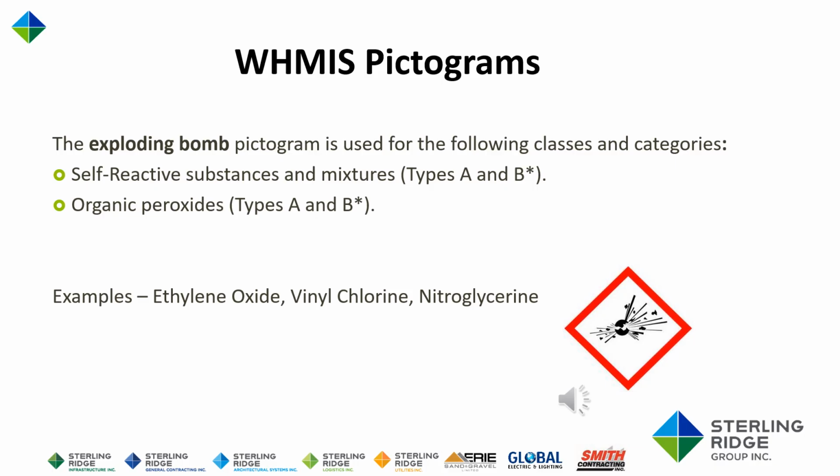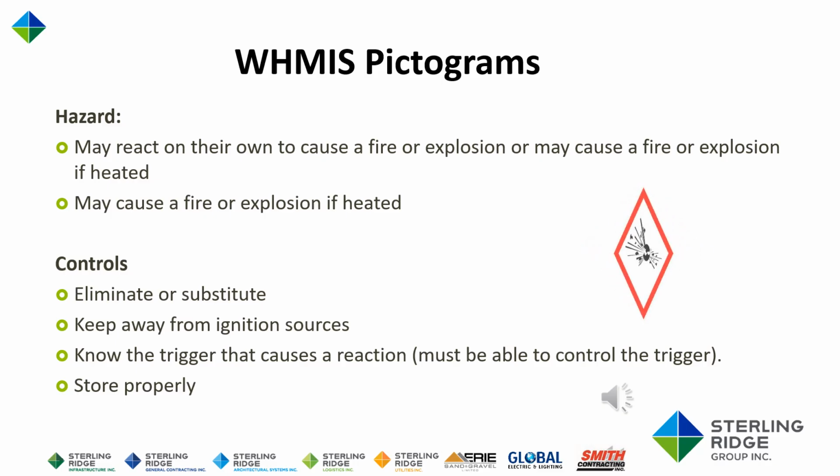The exploding bomb pictogram is used for the following classes and categories: self-reactive substances and mixtures, types A and B, organic peroxides, types A and B. Examples: ethylene oxide, vinyl chloride, nitroglycerin. Hazard: may react on their own to cause a fire or explosion, or may cause a fire or explosion if heated. Controls: eliminate or substitute. Keep away from ignition sources. Know the trigger that causes a reaction. Must be able to control the trigger.